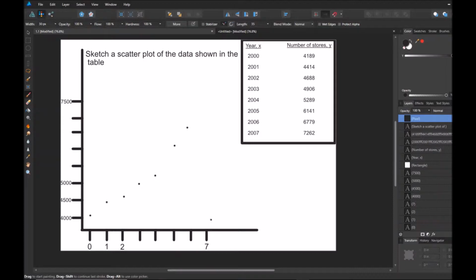And then our very last one in 2007 is 7,262, so that would be a little bit below the midpoint between 7,000 and 7,500, so probably right around there. I would put it right there, though I'd probably move it more to the right to make it correspond better with 2007.